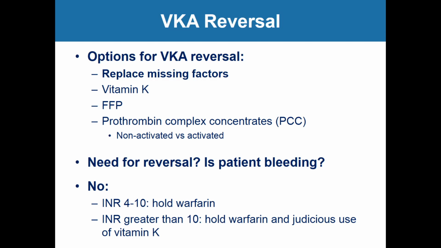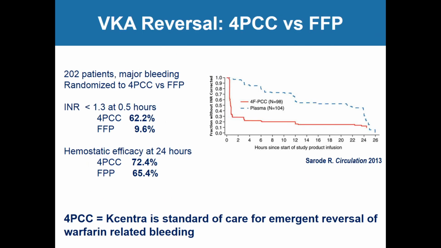Is this patient bleeding? If the patient is not bleeding and the INR is in the range of 4 to 10, you can simply hold warfarin with no need to do anything except continue to monitor the INR until it returns to the targeted range. If the INR is greater than 10, it's suggested that warfarin be held and that you can judiciously use vitamin K at low doses to bring the INR down to the target range. Keep in mind that when you give vitamin K, it can be harder to reinitiate warfarin in these patients.